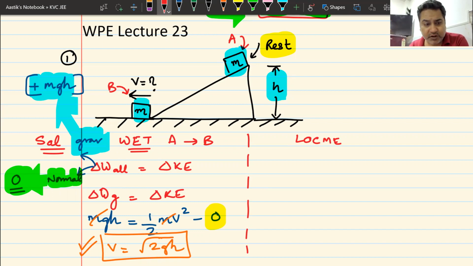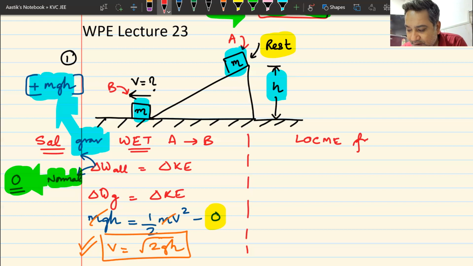How can I do it using LOCME? As you can see, the only forces present here are conservative forces. Non-conservative forces like friction are absent. Normal reaction is present, but work done by normal reaction is 0. Normal reaction is also a constant force. Every constant force is a conservative force. I told you that. So in any case, you can apply the work energy theorem, as well as here in this case, I can also apply LOCME.